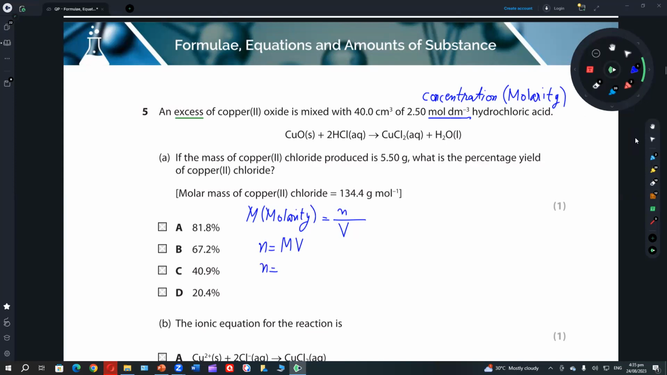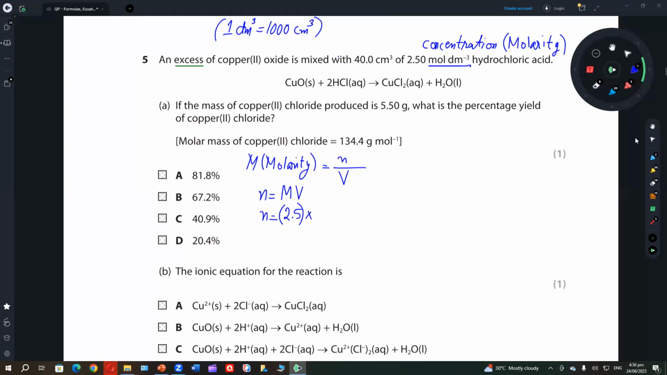What is the molarity given? What is the concentration given? The molarity here is 2.5, right? Carefully see the unit. 2.5 mole per dm cubed. And what is the unit of volume given? Cm cubed, which we have to convert into dm cubed first. So it means there is an issue here. One dm cubed is equal to 1000 cm cubed. So I can multiply 40 with 10 power minus 3, which gives 0.04.